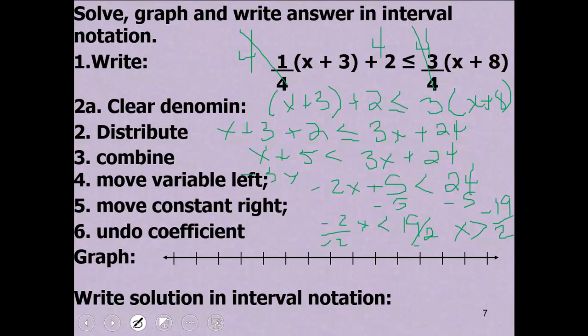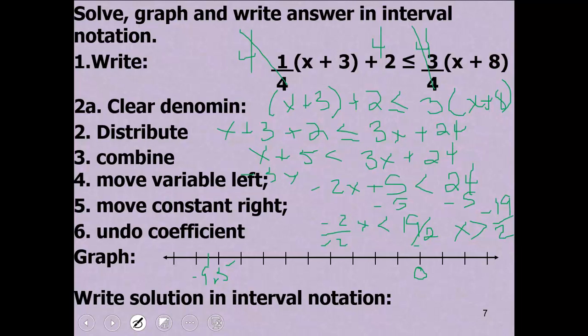And so here we go. I have a 0 here. I've got to find negative 9.5. 1, 2, 3, 4, 5, 6, 7, 8, 9.5. So this is negative 9.5, or negative 19 halves.